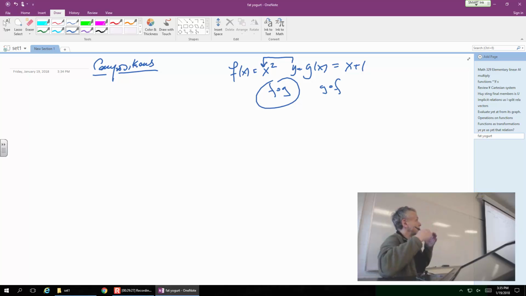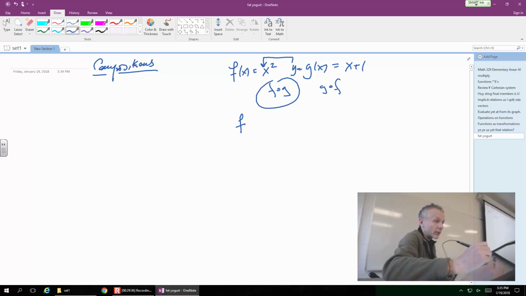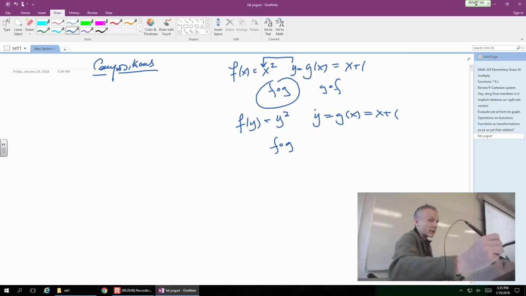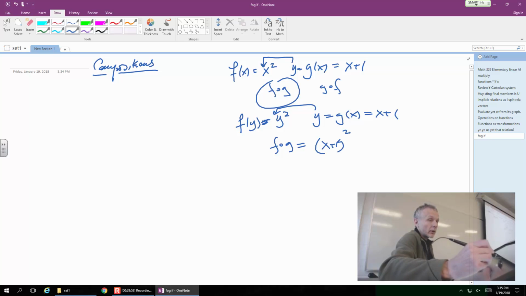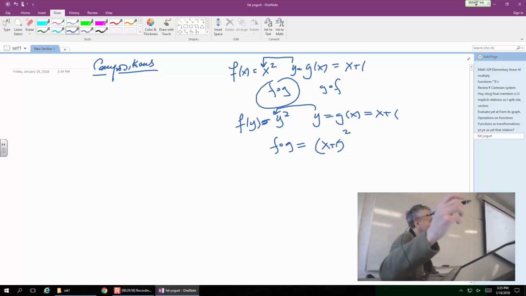So it is very easy to compute compositions when the variables match. The output of the first matches the input of the second. Okay, so if f of y is equal to y squared and y equal g of x is equal to x plus 1, what do you do to compute the composition f composition g? You just plug in, this is y, goes right there. So we know where it goes. So it will be what? x plus 1 squared, right? So I just substitute y equal x plus 1, and I have a new function. That's all it takes.